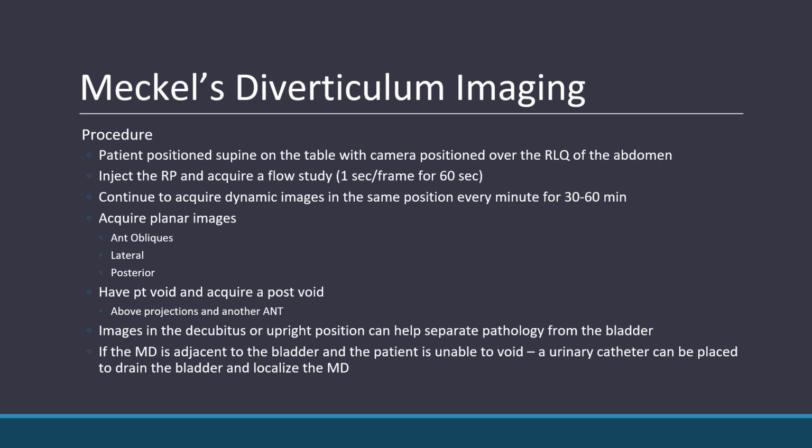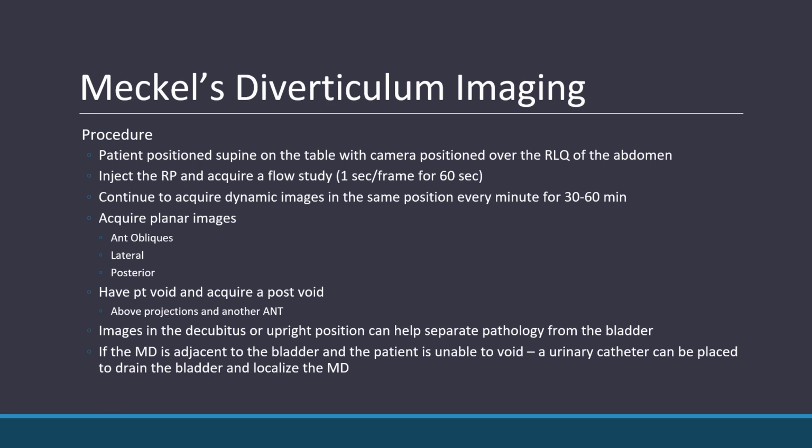So for the procedure, the patient is positioned supine, that means on their back, on the table, and the camera is positioned over their right lower quadrant of their abdomen. Inject the radiopharmaceutical and acquire a flow study at 1 second per frame for 60 seconds. Continue to acquire dynamic images in the same position every 30 to 60 minutes. Then you can acquire planar images that are left anterior and right anterior oblique, a lateral, and then posterior image. You do want to have the patient go to the bathroom and acquire a post-void image.